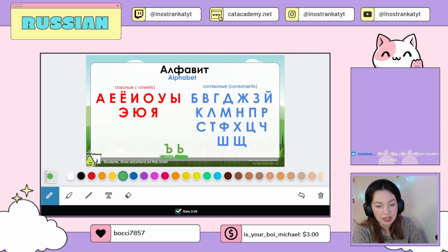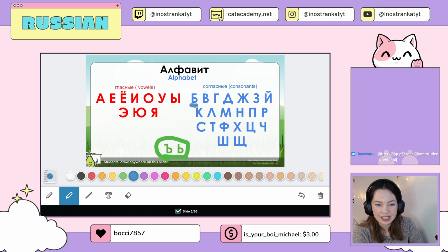So basically we have 33 letters. We can subtract these two and we have 31 letters that make some kind of sounds. And among those 31 we have 10 vowels and the rest 21 consonants. So let's go ahead and try to remember, to check if we remember how we actually say consonants.